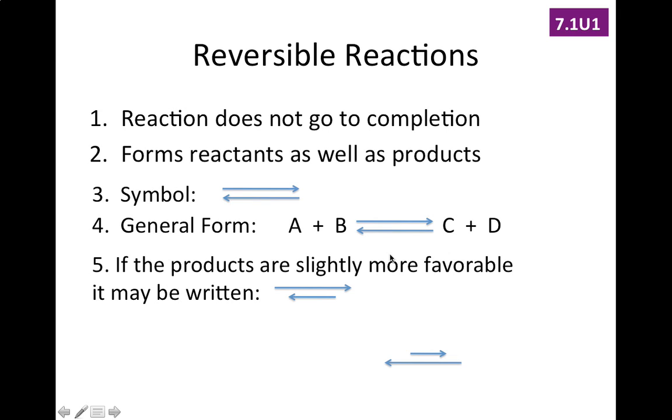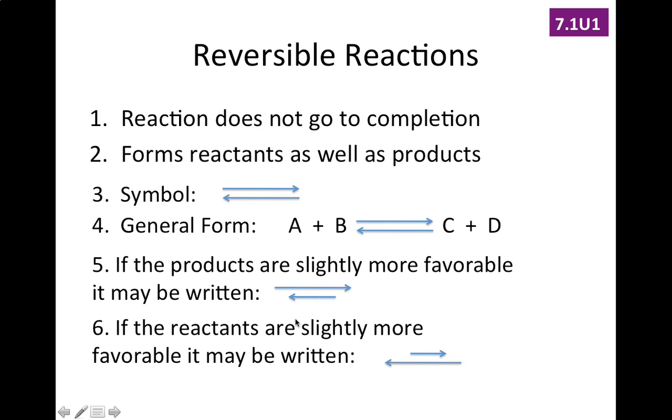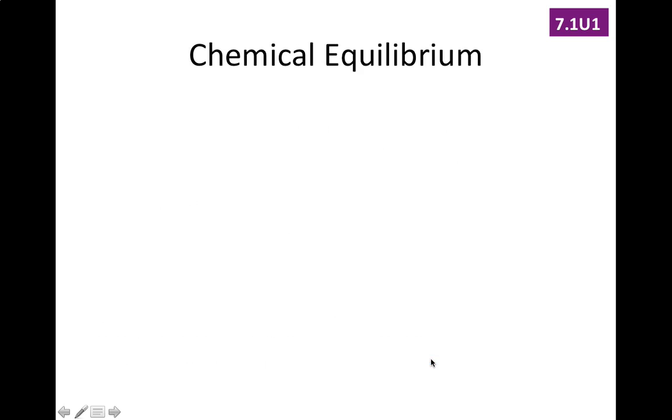If the products are slightly more favorable, I can write it this way, where I've got the top arrow slightly longer than the reverse arrow. And if the reactants are slightly more favorable, I can write it this way, where my reverse arrow is slightly longer than my forward arrow.